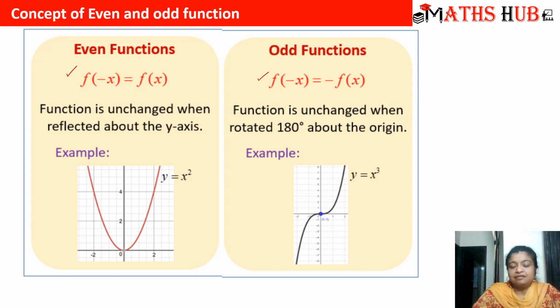So you can check any function using either of two methods. In the first, you substitute x with minus x. If you get back the function, it is even. If you get back the negative of the function, it is an odd function. The second method of checking is through the graphs. If it is symmetric about the y-axis, it is an even function. If it is symmetric about the origin, then it is an odd function, right?